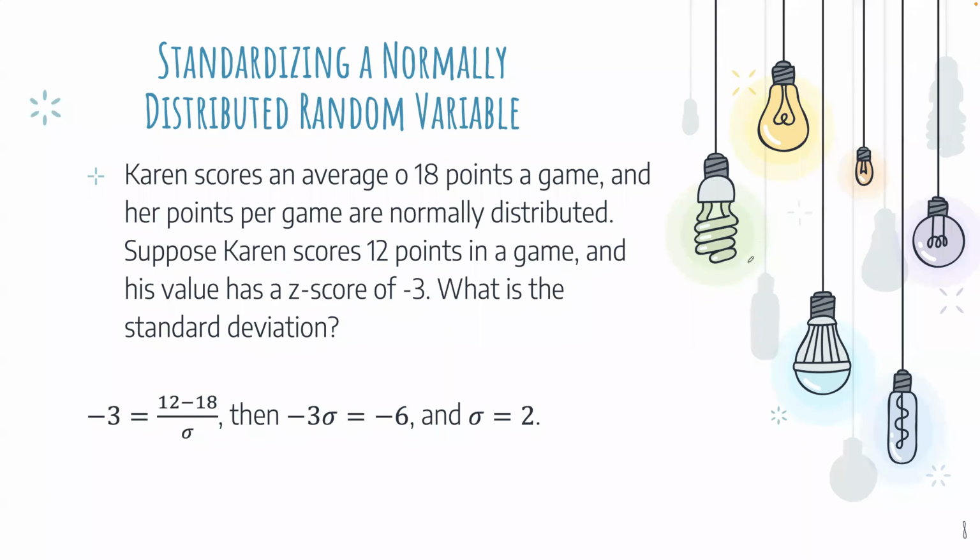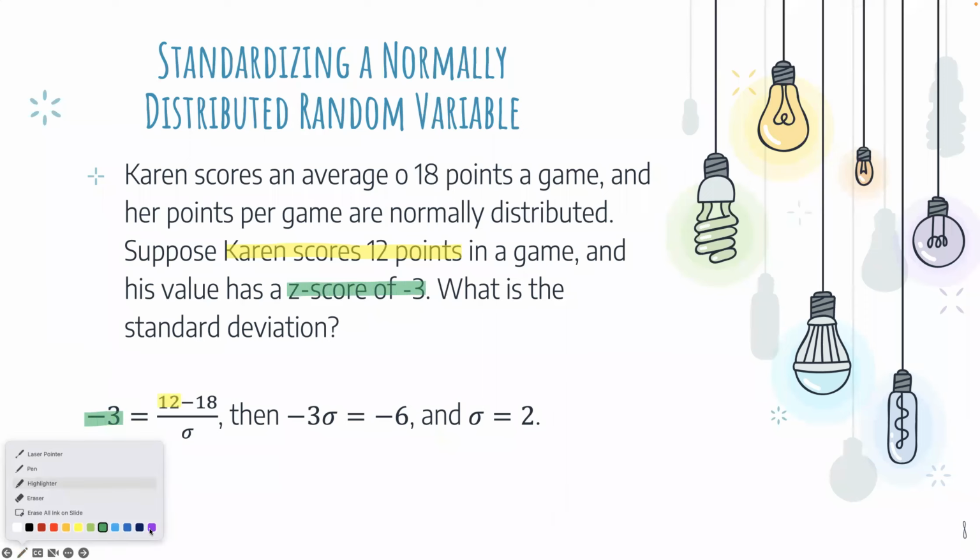Right, another example. Karen scores an average of 18 points a game, and her points per game are normally distributed. Suppose Karen scores 12 points in a game, and this value has a Z-score of negative 3. What is the standard deviation for the situation? So then we go here, and again, we have that Karen scores 12 points, so X equals 12. We also have that the Z-score is negative 3.